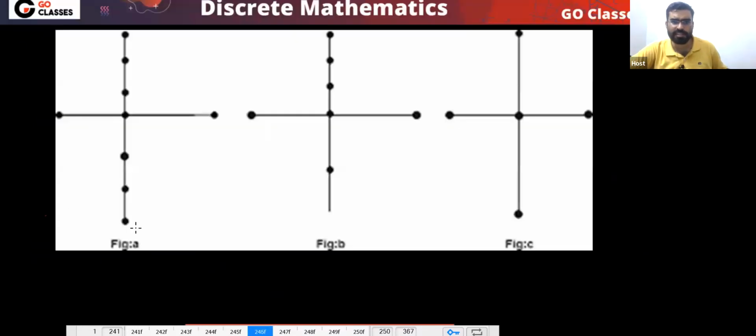Okay, let's see another example. Tell me which of them are homeomorphic. Which of them are isomorphic? None of them are isomorphic to each other, right?